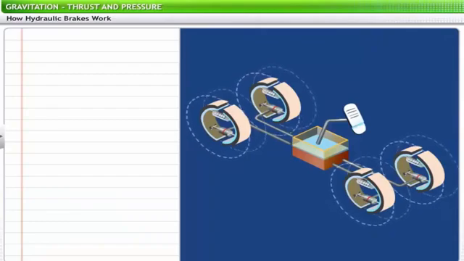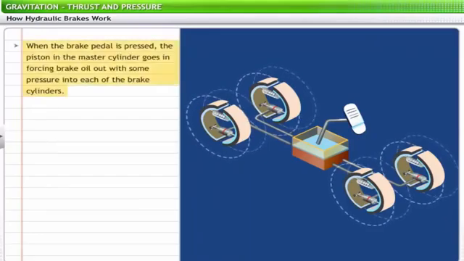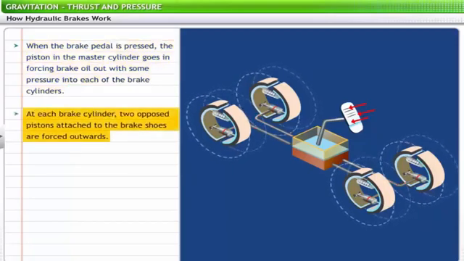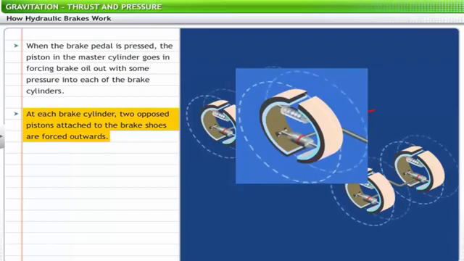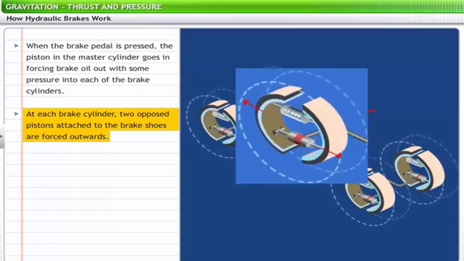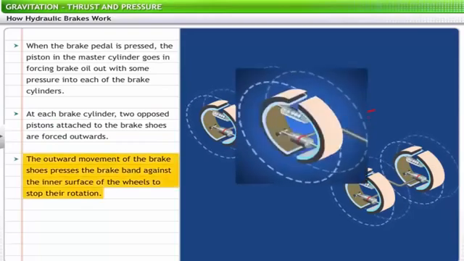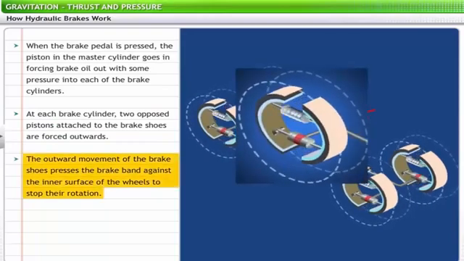Now let's see how this arrangement of hydraulic brakes works to enable a driver to stop a car when driving. When the brake pedal is pressed, the piston in the master cylinder goes in forcing brake oil out with some pressure into each of the brake cylinders. At each brake cylinder, 2 opposed pistons attached to brake shoes are forced outwards. The outward movement of brake shoes presses the brake bands against the inner surfaces of the wheels to stop their rotation.